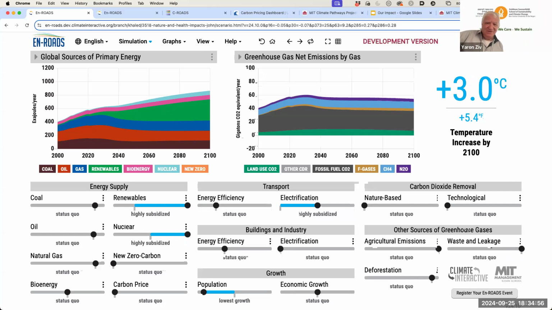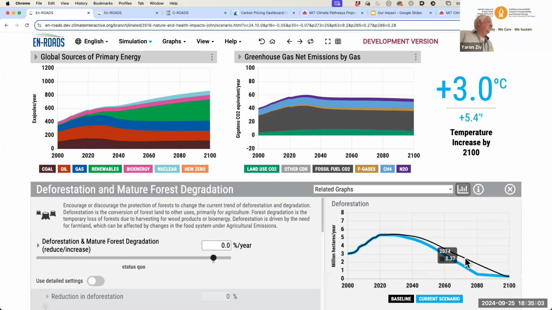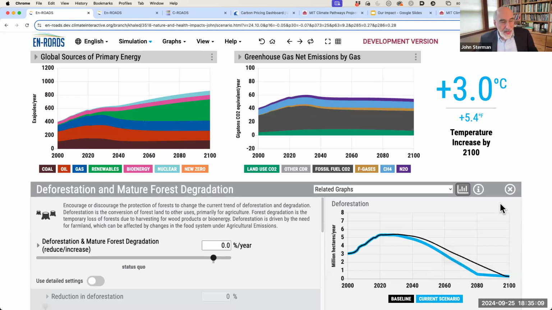Afforestation. Cut deforestation? Sure, we can do that. Now, in our base case, it's the black line. And you'll notice that even though we have not yet implemented a deforestation reduction policy, deforestation is already lower than it is in the base case. Any thoughts as to why? Environmental science folks and ecologists, you should be able to figure this out.